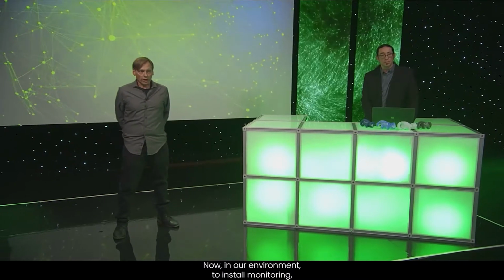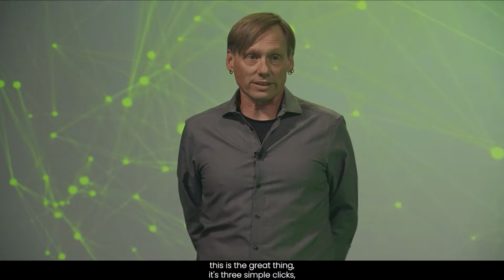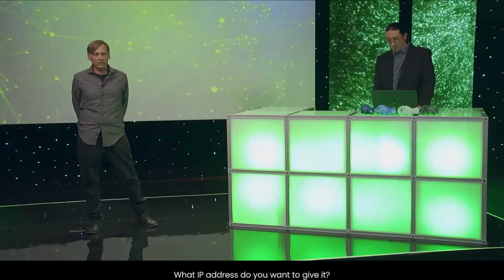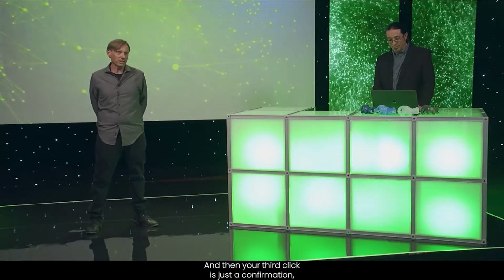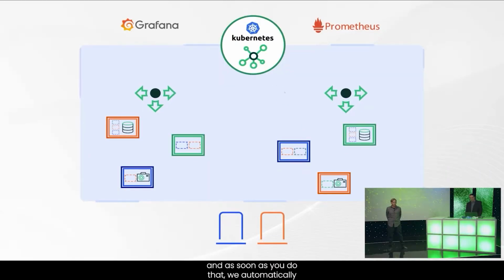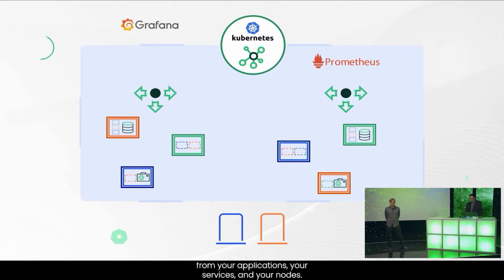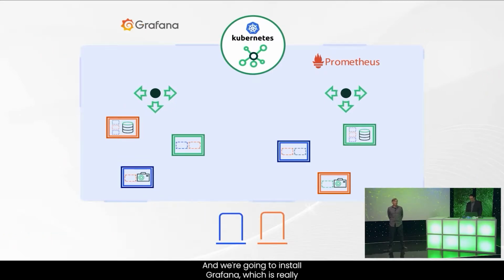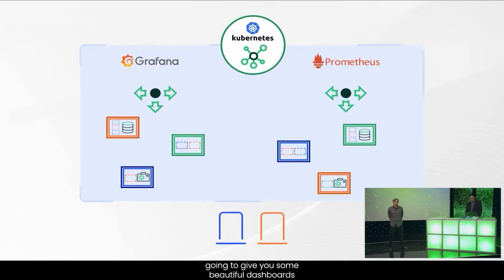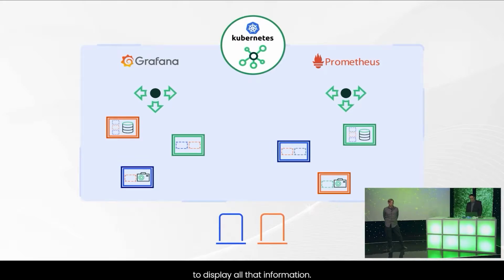Now, in our environment, to install monitoring, this is the great thing. It's 3 simple clicks. The first click is, I want to install this. The next click is options to customize it. Where do you want to put storage and things like that? What IP address do you want to give it? And then your third click is just a confirmation. As soon as you do that, we automatically install Prometheus. And Prometheus goes out, and it's going to collect all the statistics from your applications, your services, and your nodes. And we're going to install Grafana, which is really going to give you some beautiful dashboards to display all that information.